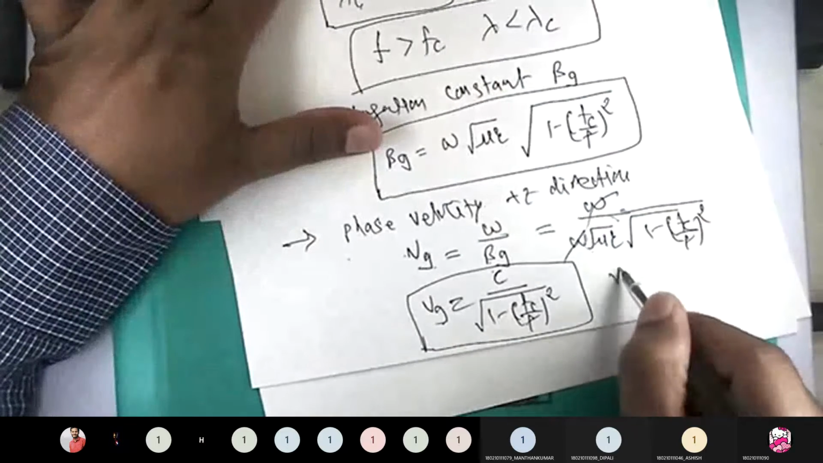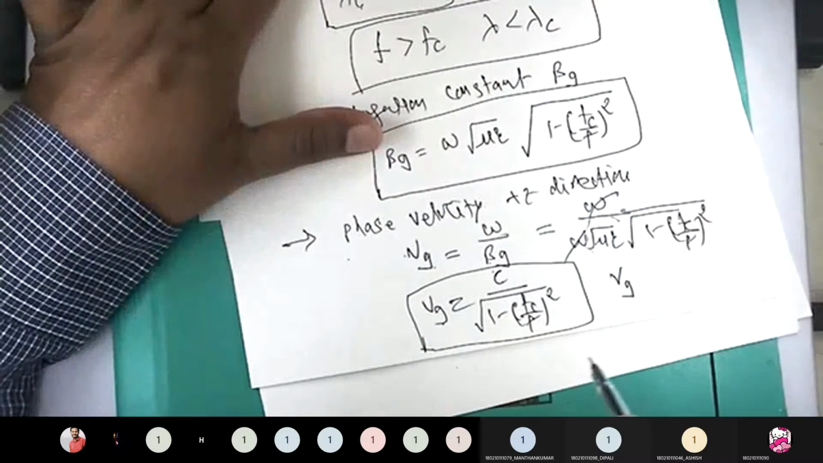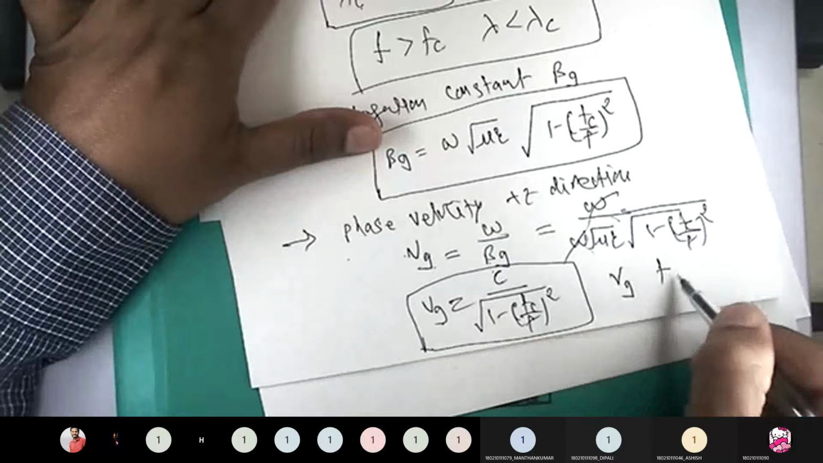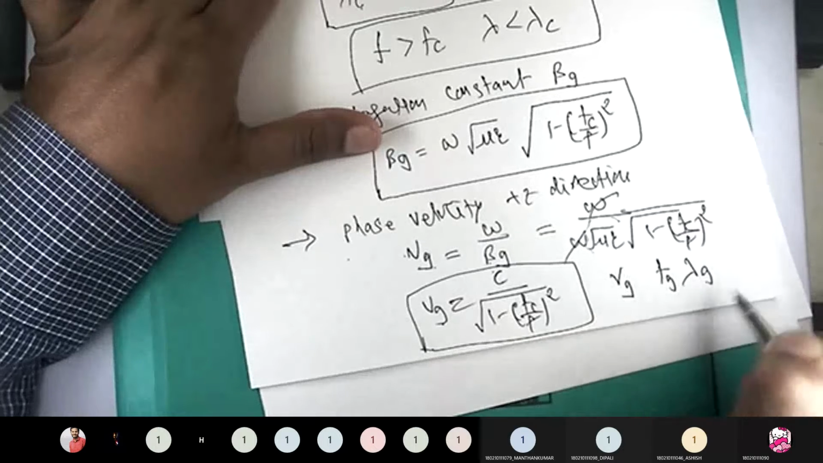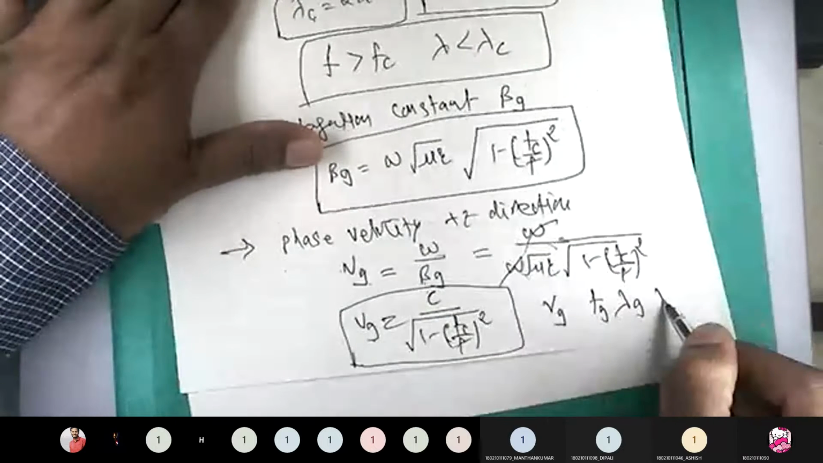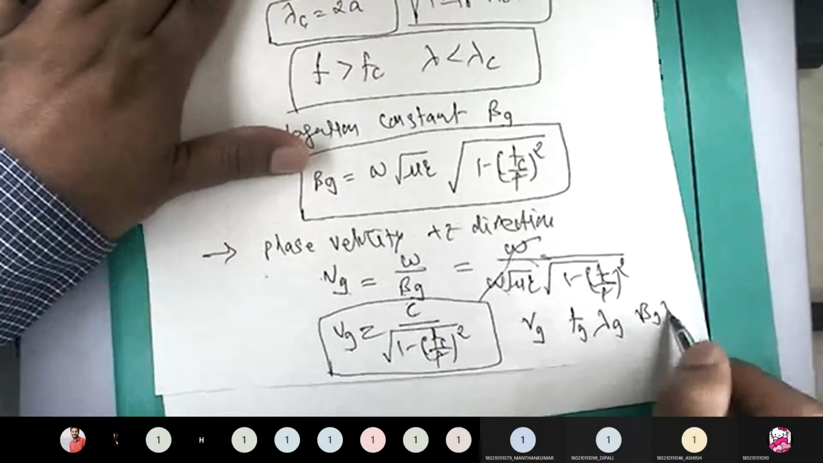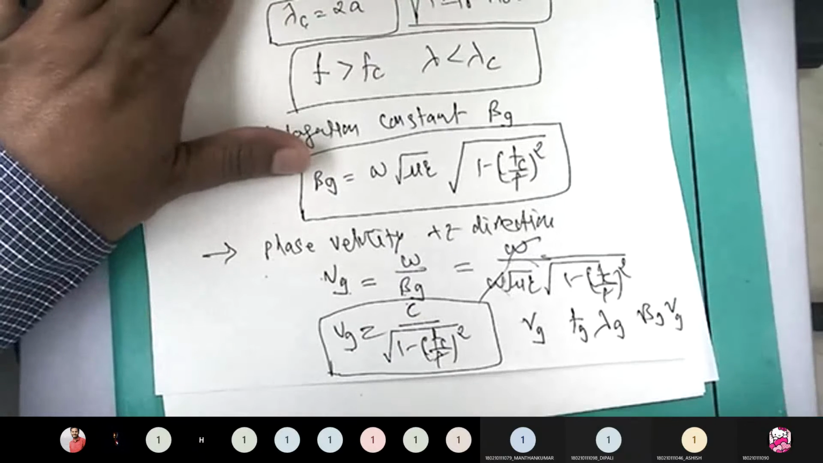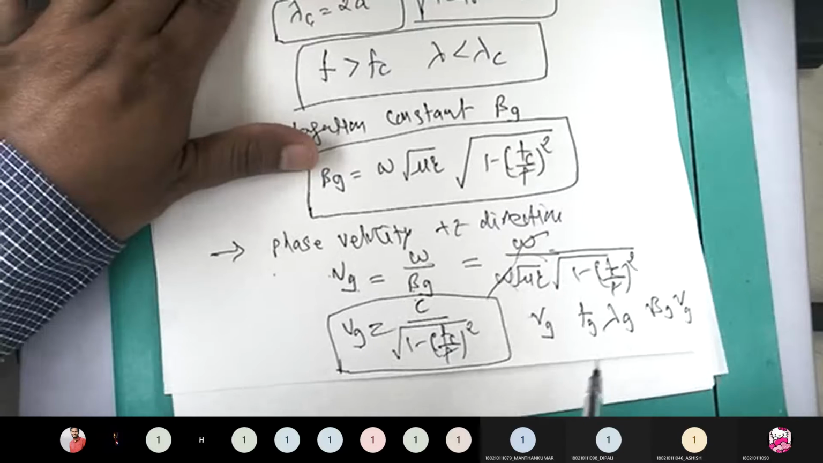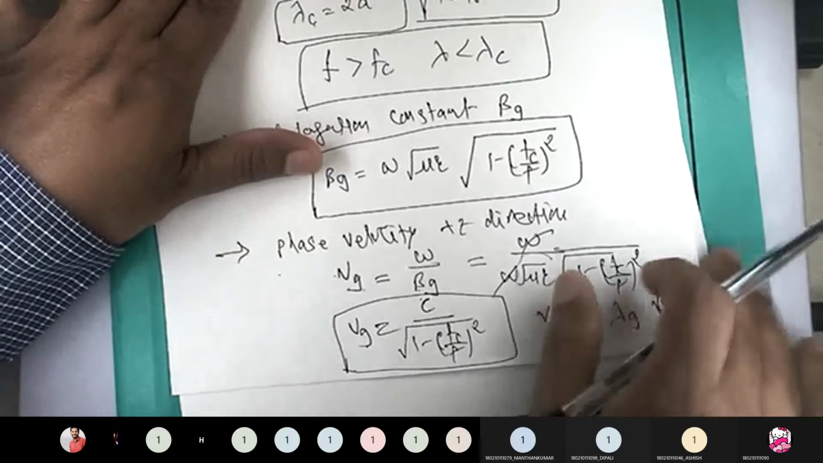Now let us see one more parameter. We have seen the gamma g, the propagation constant, we have seen the fc, we have seen the lambda g, we have seen the beta g, and we have seen the vg. So these are all the parameters related to the wave characterization.